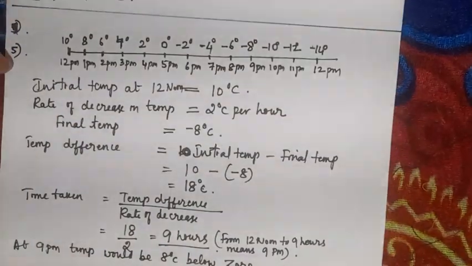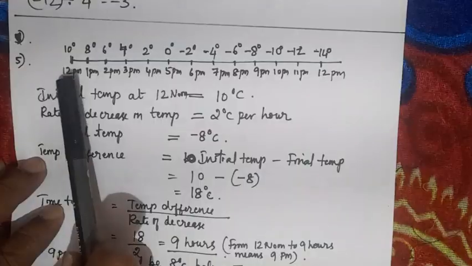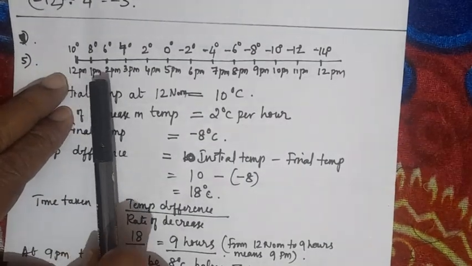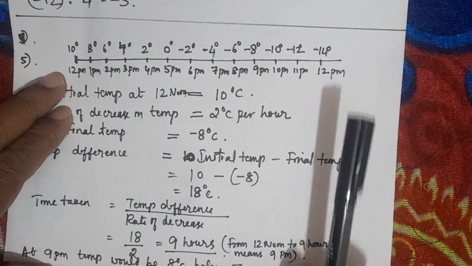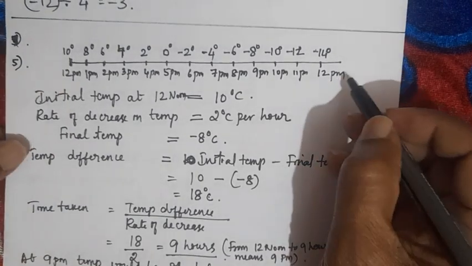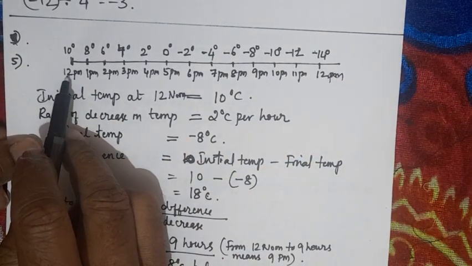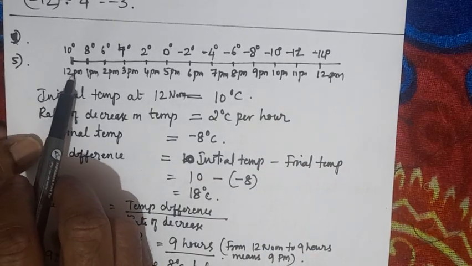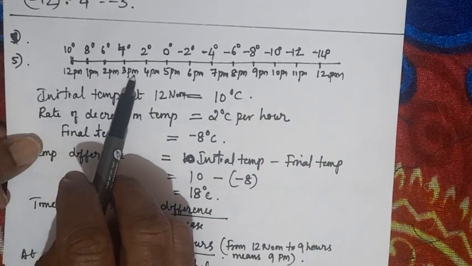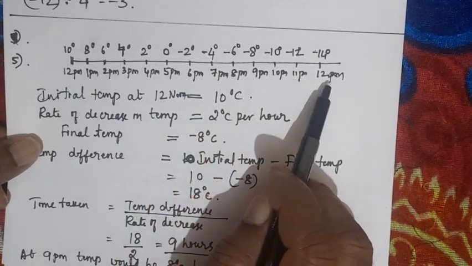For solving this question, just draw a line marking from 12 noon to 12 midnight. So here: 12, 1, 2, 3, 4, 5, 6, 7, 8, 9, 10, 11, 12.